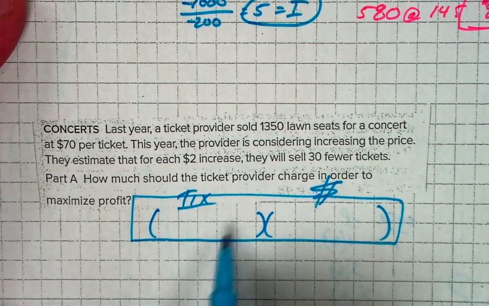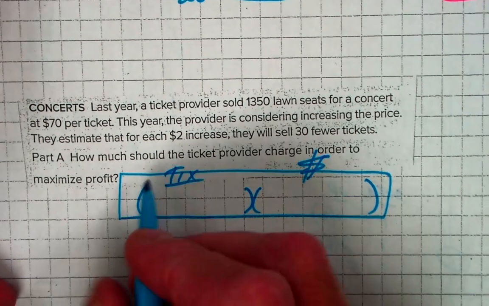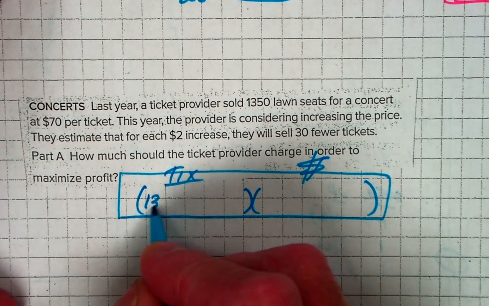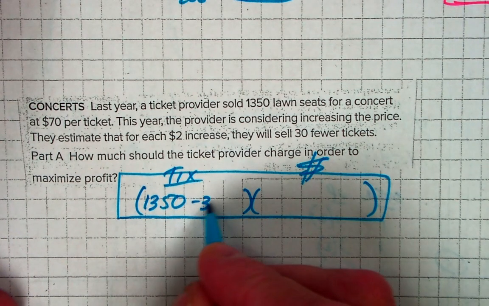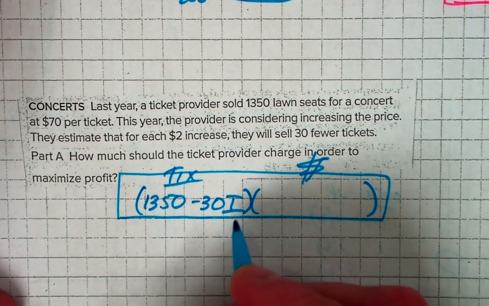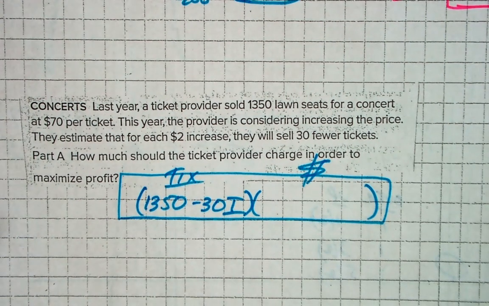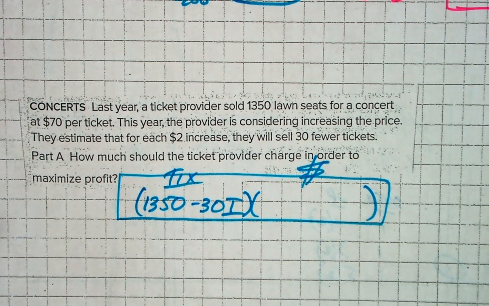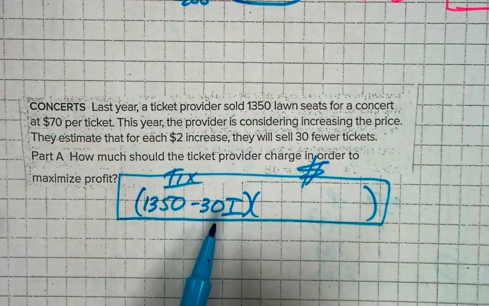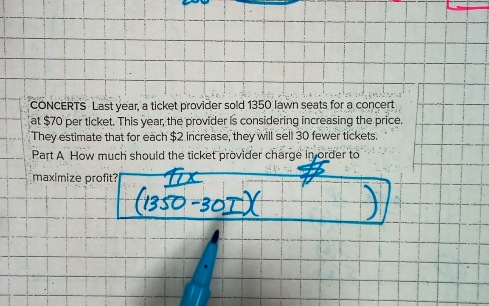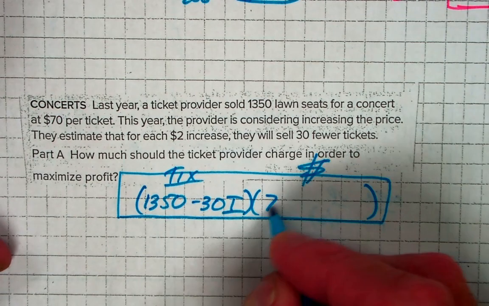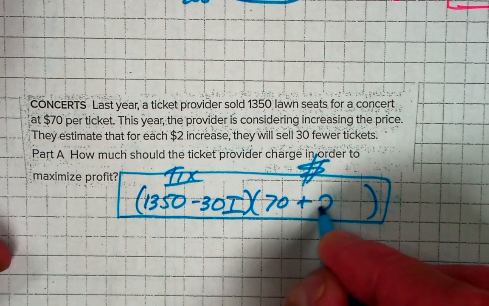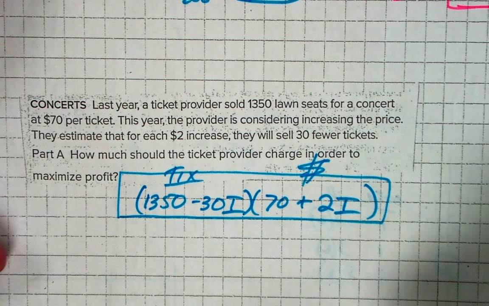Okay, tickets. How many tickets are we going to sell? How are we going to express that? What should I write? 1,350 minus 30i. You can use whatever variable you want, but you have to use the same variable for both. I use i because that change happened because I increased the price. And the price is 70 plus 2i. There you go.